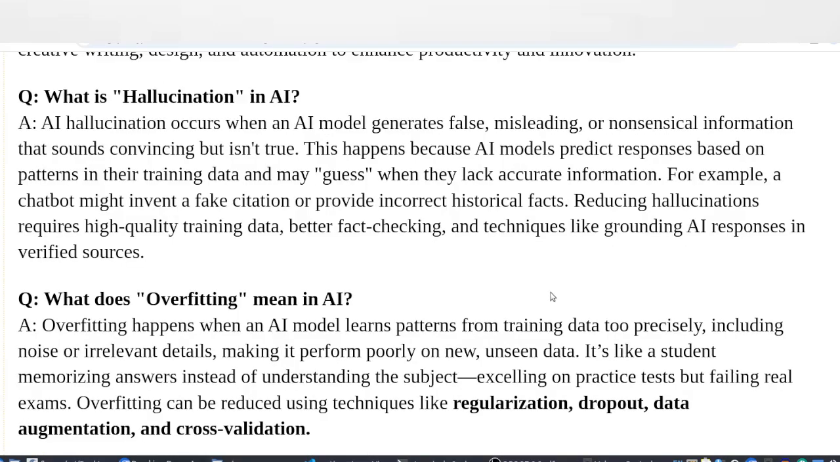What does overfitting mean in AI? Overfitting happens when an AI model learns patterns from training data too precisely, including noise or irrelevant details, making it perform poorly on new unseen data. It is like a student memorizing answers instead of understanding the subject. Overfitting can be reduced using techniques like regularization, dropout, data augmentation, and cross-validation.